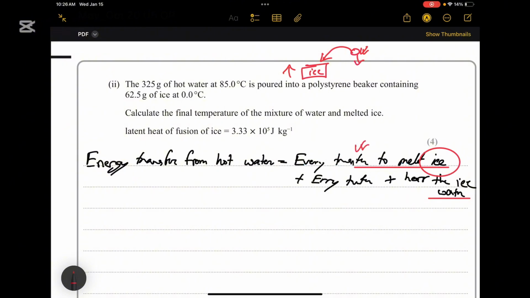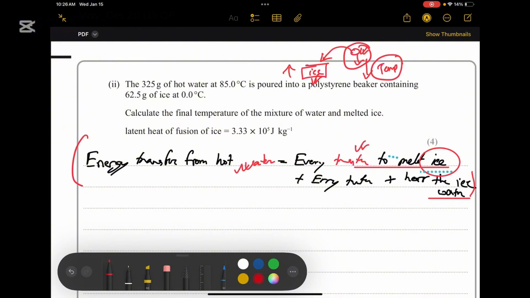That's why the energy transfer from hot water means this hot water's temperature is decreasing. So where is this energy going? This energy is used to melt the ice, and then after melting the ice it increases the temperature of the ice. That's how the formula is derived. I will do two maths for this type of question.